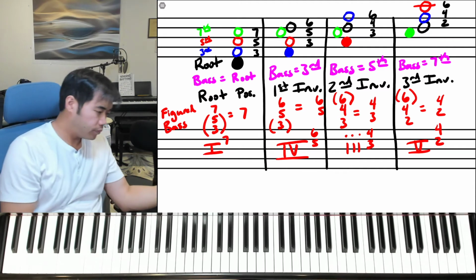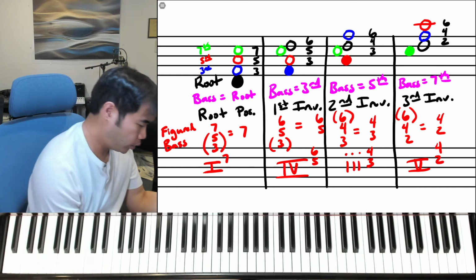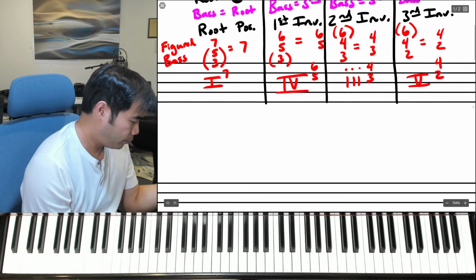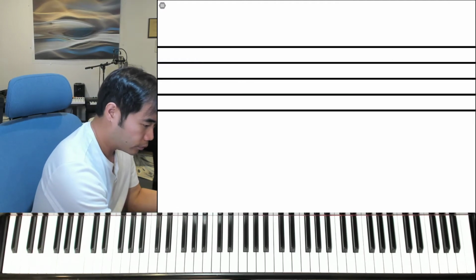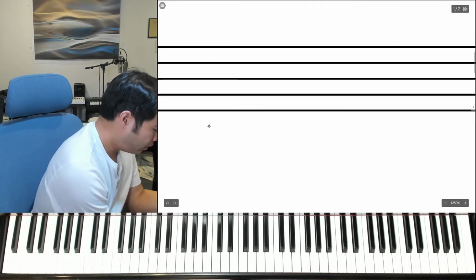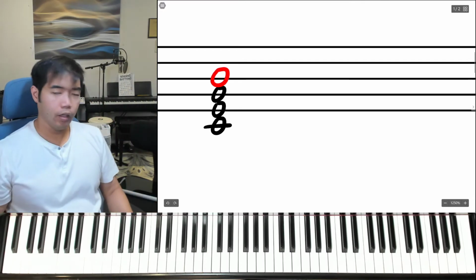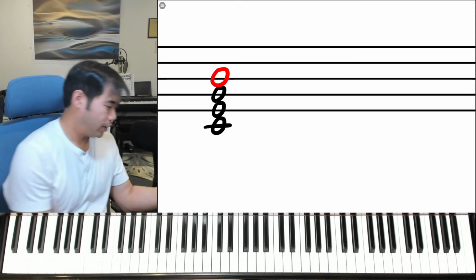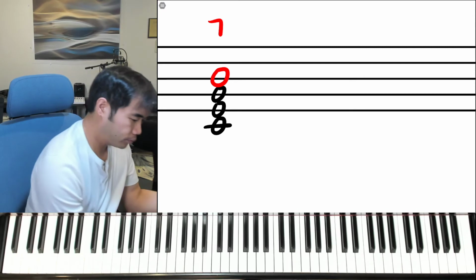Now I want to show you that you can actually see these a little bit. So let me just do this on a fresh staff here. You can visualize this. So let's say that you're dealing with root position. Well, that's obviously root position. We're just going to call this 7, root position.